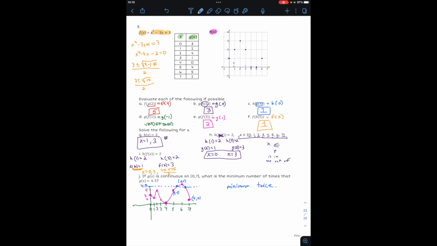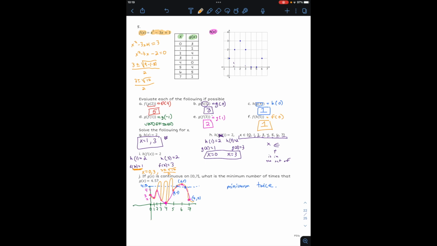Now, why did we say minimum? It's because we actually don't know what else is happening in between. Like, I drew my function in this way, but there's nothing that says I couldn't have gone like 1, 2, and then way up, and then back down, and then way up and back down, and way up and back down. Like, I could have been doing anything in between as long as I hit all those points.